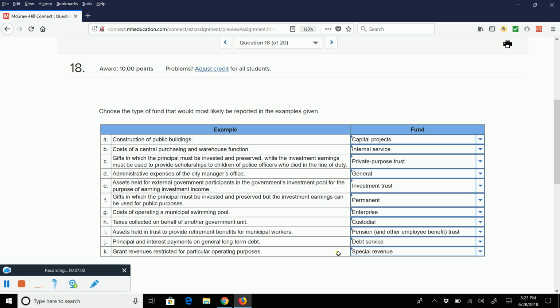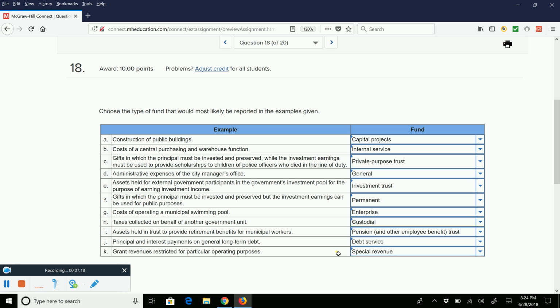Letter G, costs of operating a municipal swimming pool. In this municipal swimming pool, the residents of the community need to pay an entrance fee to use the pool. That is not covered with property taxes. That would be an enterprise fund.